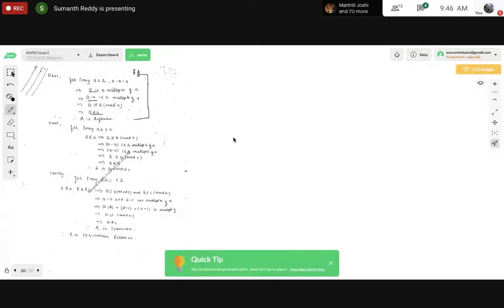Next, I need to check for the symmetric property. As you already know, the symmetric property means if I have A related to B, then I should also have B related to A. That is the symmetric property. Based on this, first I have to assume one thing. I told you, if I have to prove this kind of property, I have to assume one condition and get the conclusion.